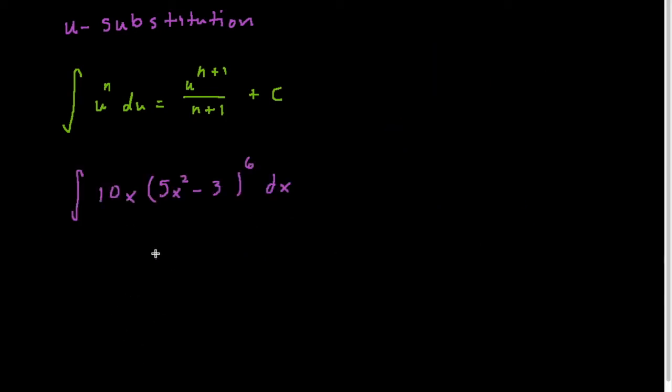Let's look at another example. We'll take the antiderivative of 10x times 5x squared minus 3 to the 6th power with respect to x. Once again, you could multiply this whole thing out and take the antiderivative, but that's just going to be very time consuming, so we'd rather use U substitution here. In our first step, we need to figure out what u is and what du is. For a little while, it's a little bit of guesswork, but can you see a function and its derivative in the same problem? What if you said u was 5x squared minus 3?